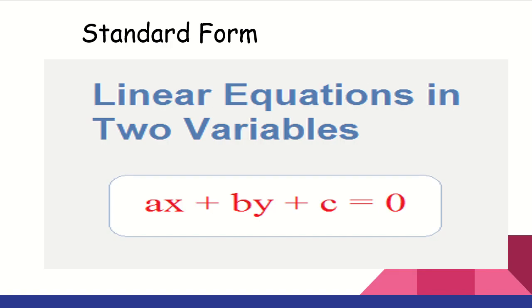Now, when you are saying equation, obviously we will have the standard form also, right? What is the standard form of the linear equation? It is nothing but ax plus by plus c equal to 0. This is the standard form for the linear equation. It is nothing but ax plus by plus c equal to 0.